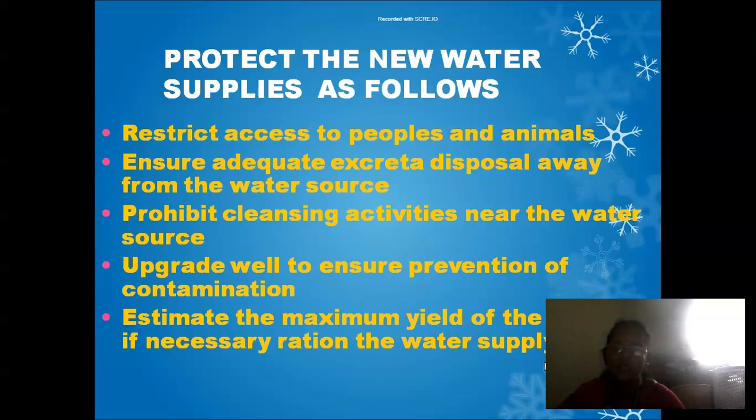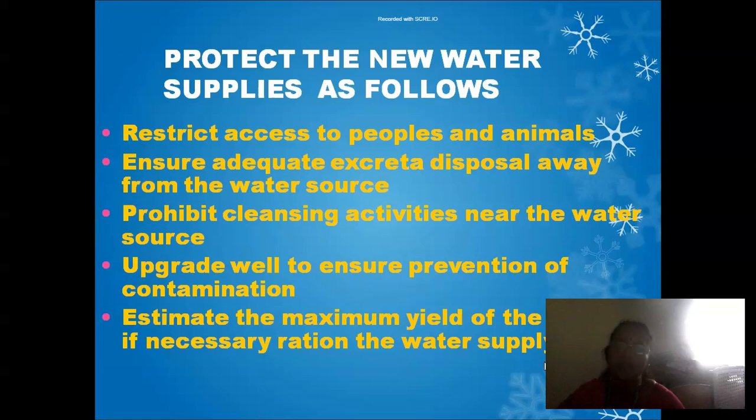How to protect the water supply? First, we have to restrict the access to people and animals. Adequate excreta disposal away from the water source. We have to ensure that disposal of waste is not near the water source; it is to be away from the water source. Near the water source, cleansing activities should not be carried out. We have to prohibit the cleansing activities near the water source. Upgrade wells to ensure prevention of contamination.